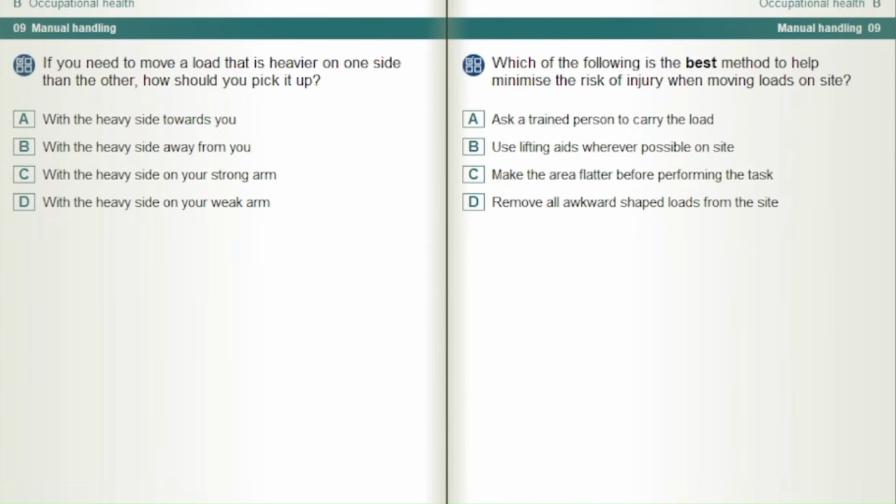Which of the following is the best method to help minimize the risk of injury when moving loads on site? Ask a trained person to carry the load. Use lifting aids wherever possible on site. Make the area flatter before performing the task. Remove all awkward-shaped loads from the site.